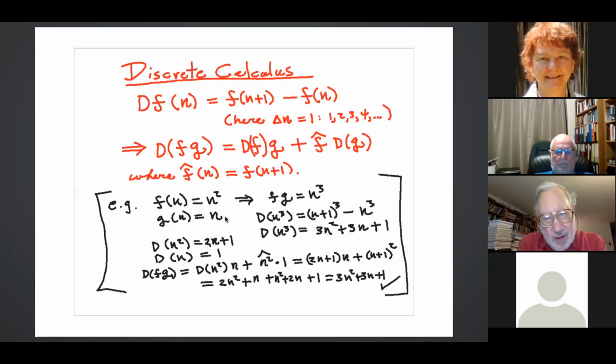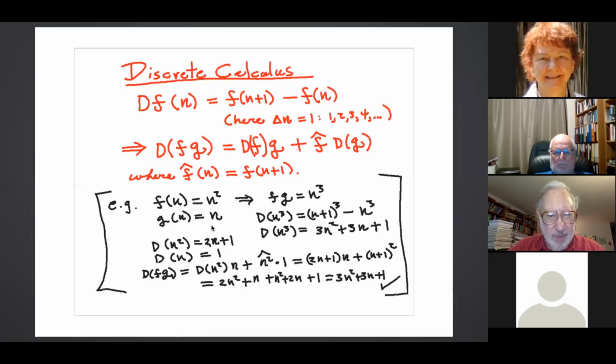And then you will find that you have a nice formula for the derivative of a product. The derivative of a product is given by the derivative of the first guy times the second, plus f hat times the derivative of the second. You need a little shift in there, a little shift that wouldn't happen if you were doing infinitesimal calculus, because the step size would be infinitesimal and there wouldn't be any perceptible difference between n and n plus 1.